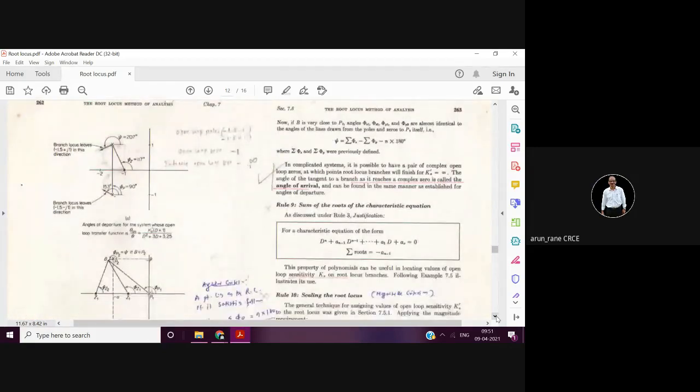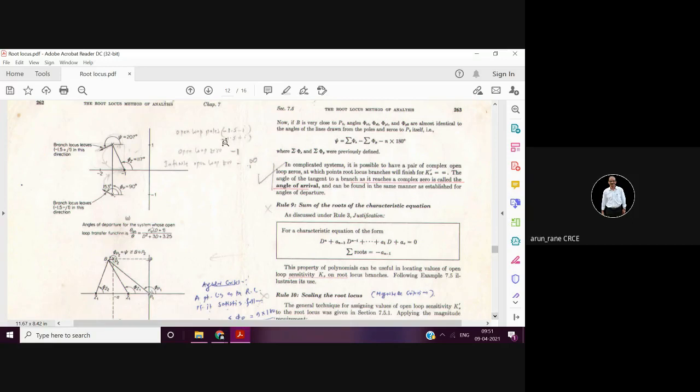So let us see now. This is what your complex pole is. Complex pole means what? There will be a real part as well as an imaginary part. That is what is called a complex pole and complex zero. Like now, this is a complex pole. Why is this a complex pole? Because there is a real part as well as an imaginary part. This is your real part and this is your imaginary part, basically.